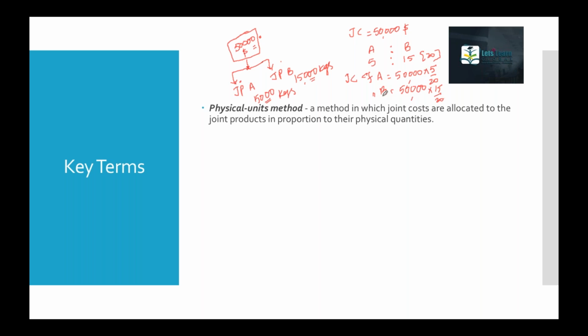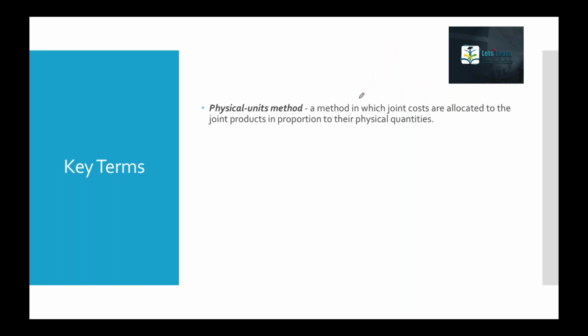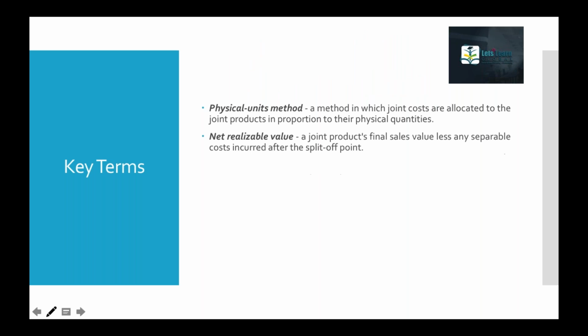So you should calculate. It is a very easy method. It simply uses the physical quantities as the ratio. The physical quantities ratio we should use to get the joint cost allocation to the joint products.